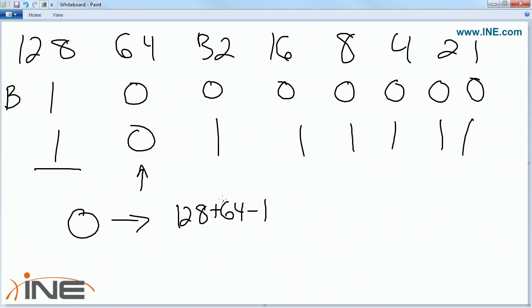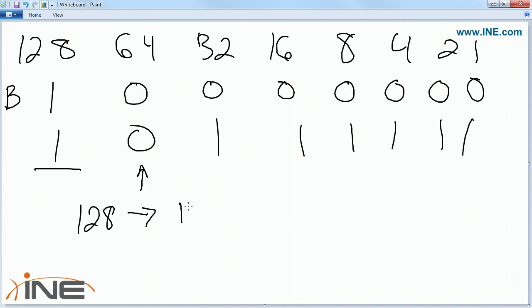This is what the range is, or excuse me, not from 0. It's going to start at 128. So it starts at 128, and it goes to 128 plus 64 minus 1. Then the ending range is going to be 191.